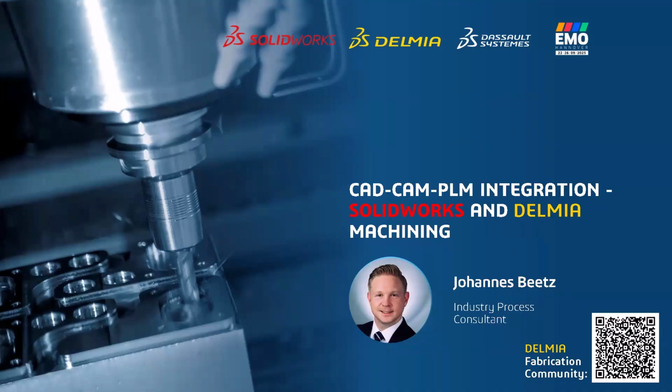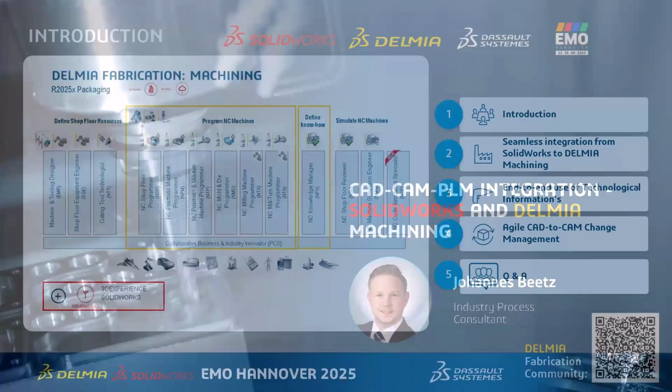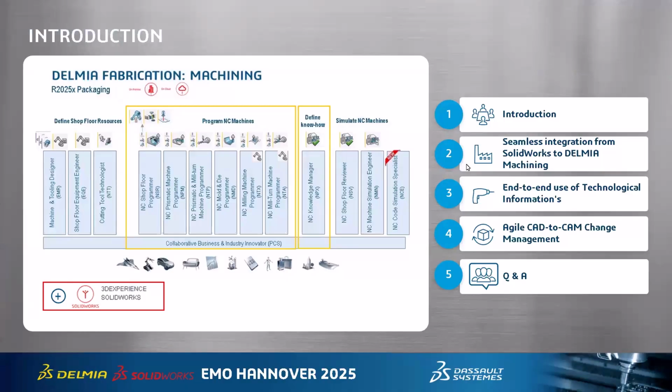In short, how easy and fast you can come from a native 3D SolidWorks part to an entire NC program with DELMIA machining. I will start with a short introduction. What we will see today: the seamless integration from SolidWorks to DELMIA machining, and how it is working. The next step is the end-to-end usage of the technology information, for example, for automation. And at the end, the agile CAD-to-CAM change management.